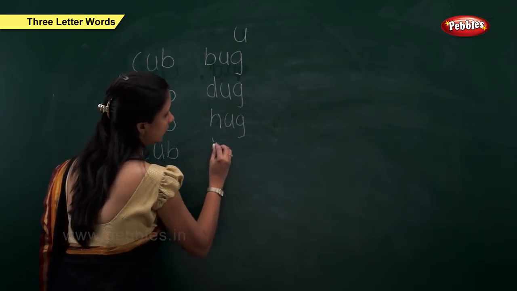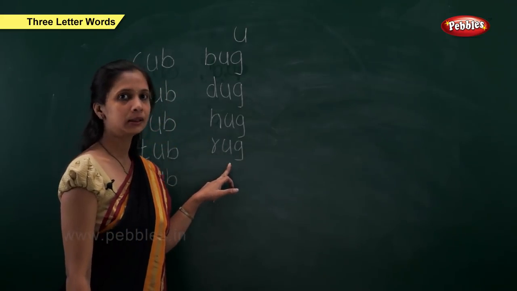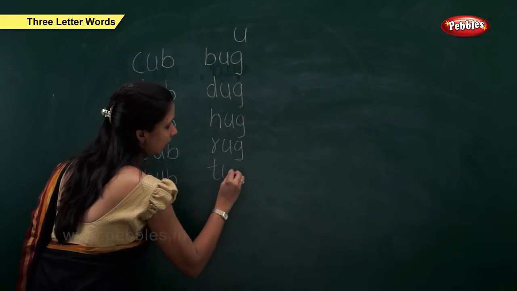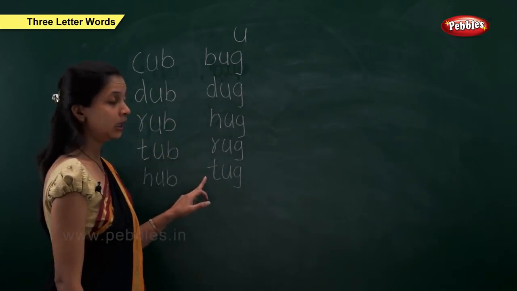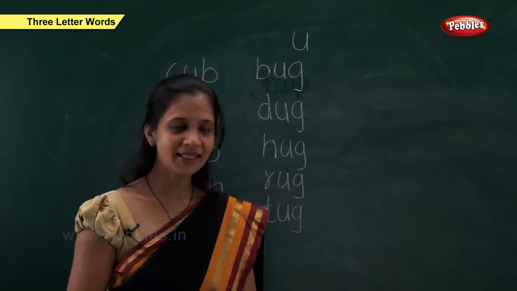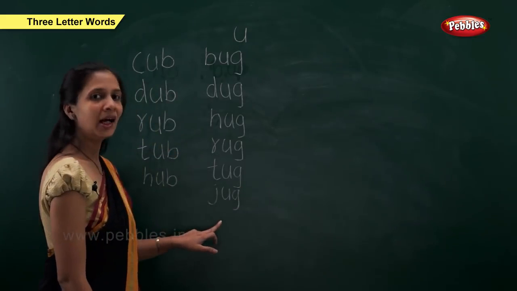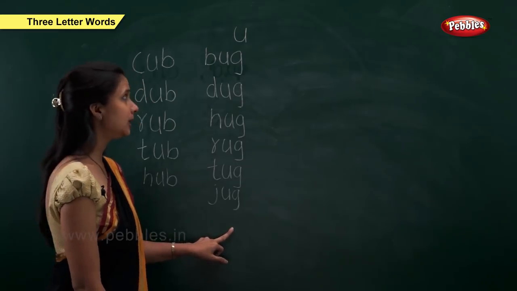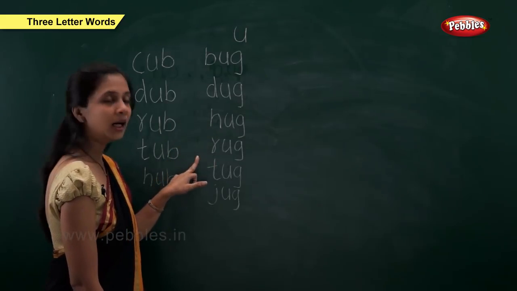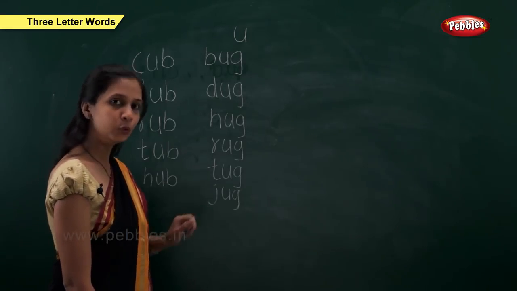The next is R-U-G, rug. The next is T-U-G, tug. The next is J-U-G, jug. Now we will repeat. Bug, dug, hug, rug, tug, and jug. Now we will take a few more words.